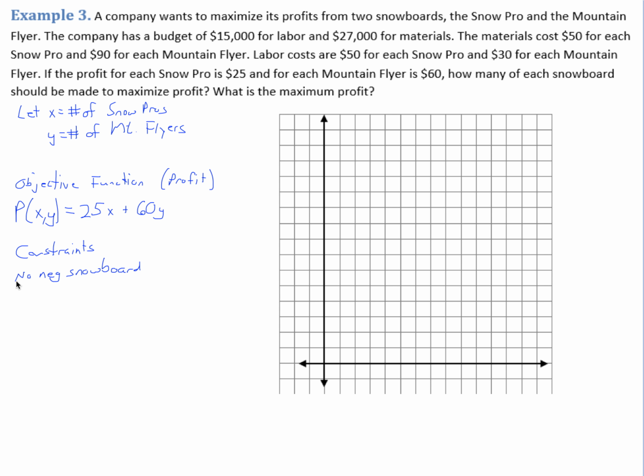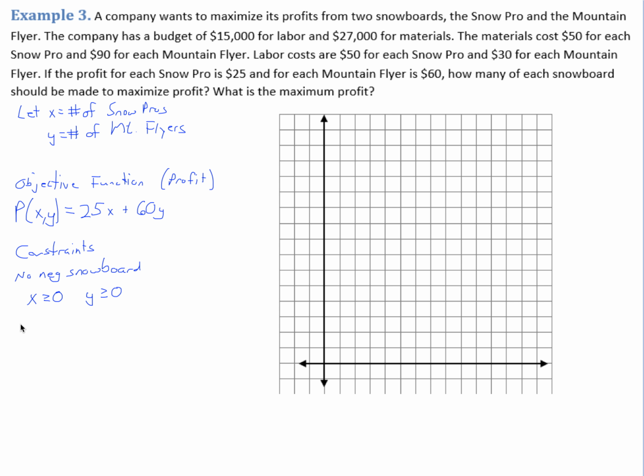So we can't have a negative amount of snowboards, which means our number of Snow Pros has to be greater than or equal to 0. And our number of Mountain Flyers has to be greater than or equal to 0. So x is greater than or equal to 0 really just means I'm over here in this area to the right of the y-axis, and y is greater than or equal to 0 means I'm above the x-axis. So just to start off with, we're in this first quadrant here because we can't make negative snowboards.